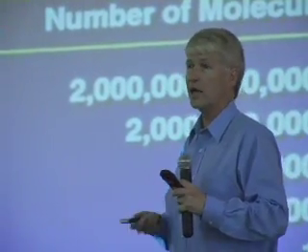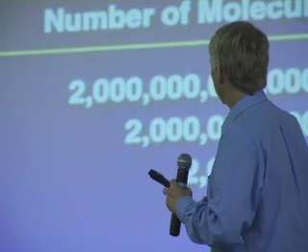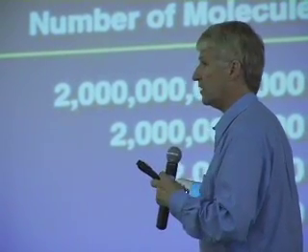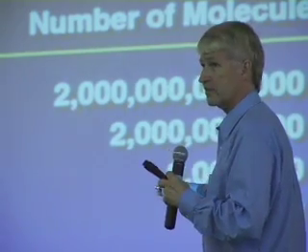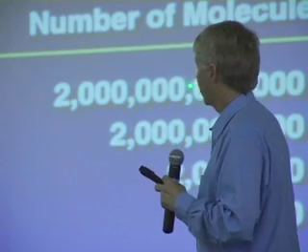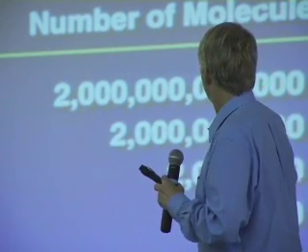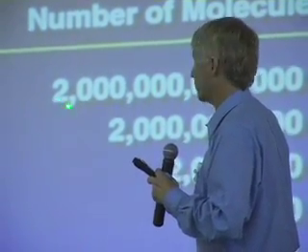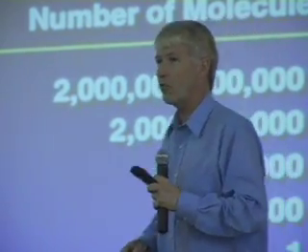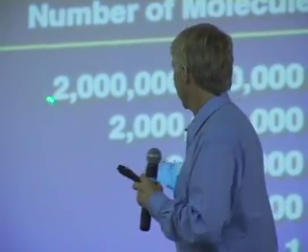Again, I know dioxin best. That's why I use so many dioxin examples. A nanogram, 10 to the minus 9 grams of dioxin, sounds like not much. How many molecules is that? Something like two trillion molecules in a nanogram of dioxin, because molecules don't weigh very much. That's a lot of molecules.